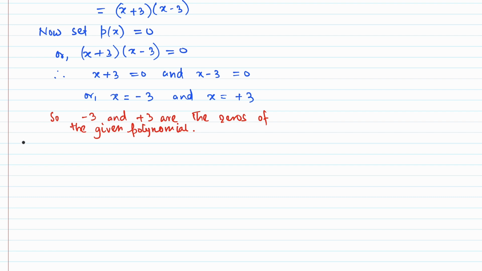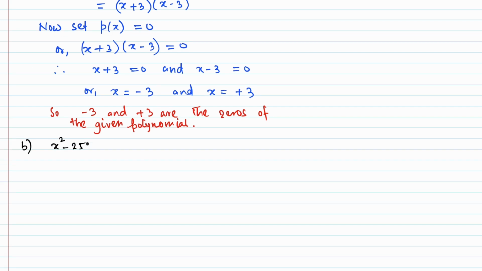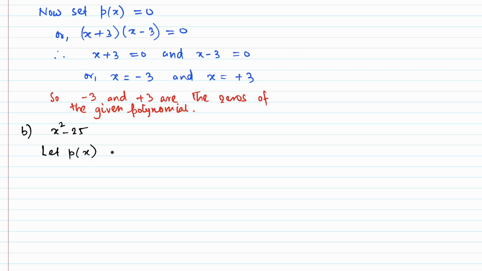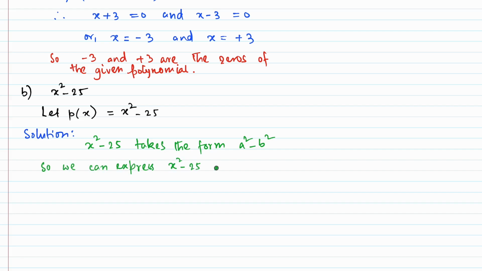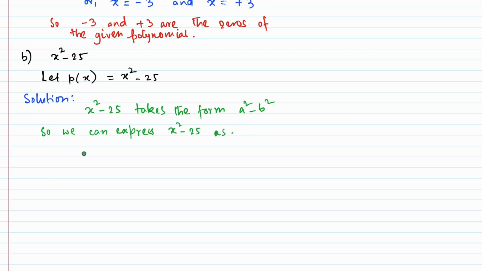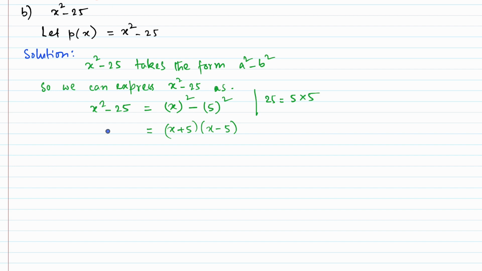This is very simple. Now take another example, x square minus 25. So let p(x) be equal to x square minus 25. Now we need to solve it. So x square minus 25 again takes the form of x square minus b square. So we can express x square minus 25 as x square minus 5 square. Now because 5 into 5 is 25, that can be expressed as (x plus 5) into (x minus 5).